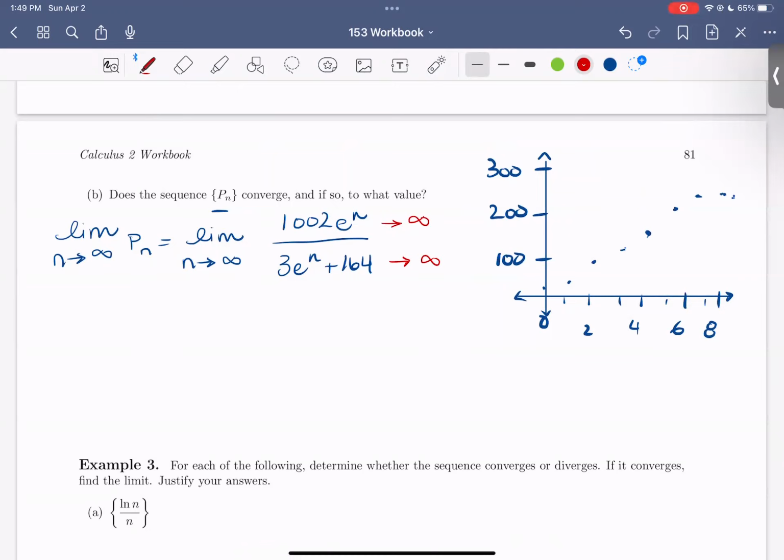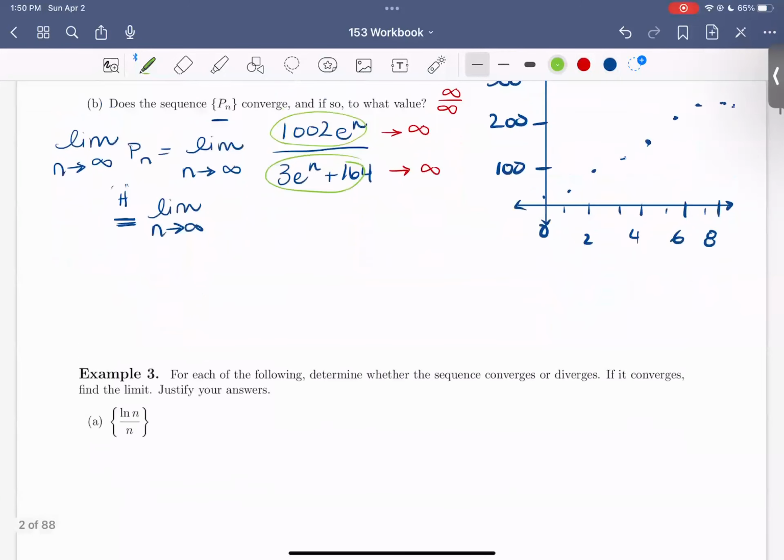You might recall from Calculus 1, maybe a long time ago, that when we're in this situation where we're considering a limit that goes to infinity over infinity, then we use something called L'Hopital's rule. I'm going to denote it by an H. That H means we're using L'Hopital's rule. What that rule says is that to compute your original limit, we can compute the limit of the derivative of the numerator divided by the derivative of the denominator. So what does that look like for us?